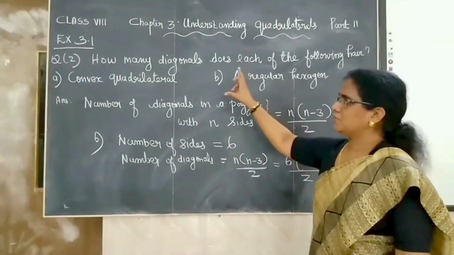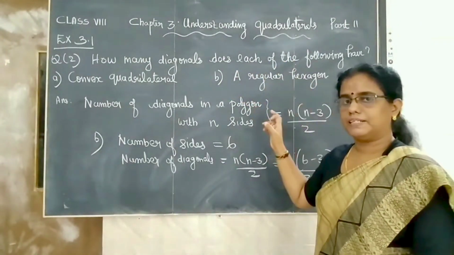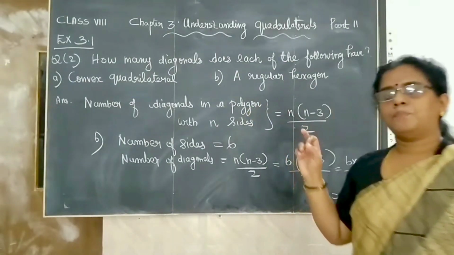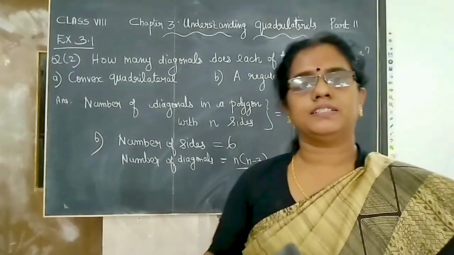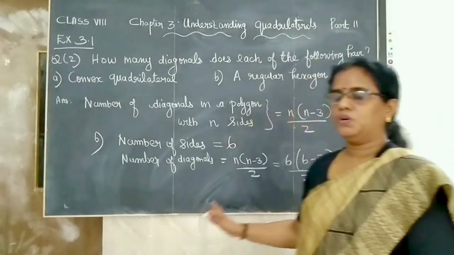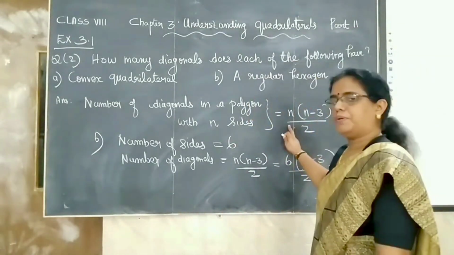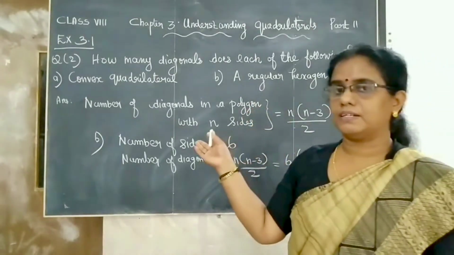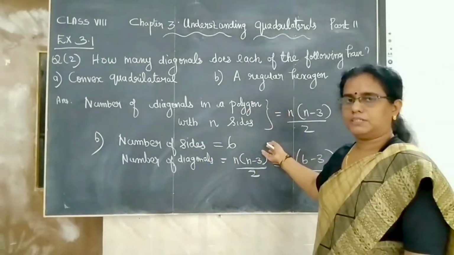So to solve this question, how to find the number of diagonals, first you study this equation, that is, the number of diagonals in a polygon is n into n minus 3 divided by 2, where n is the number of sides. By drawing the diagonals also you can find the answer, but this is an easy method.